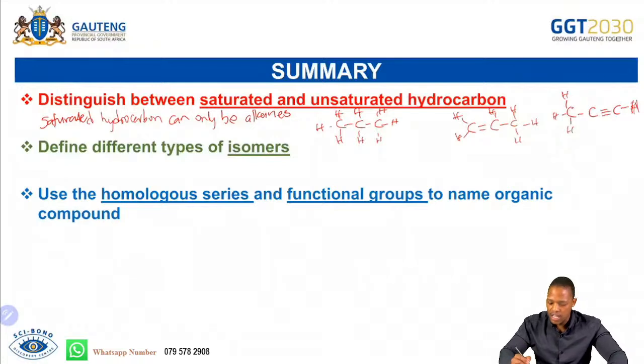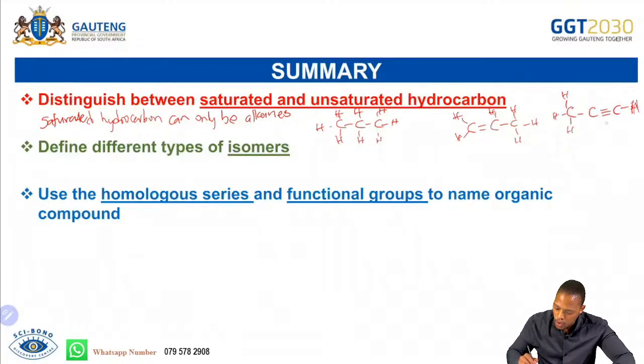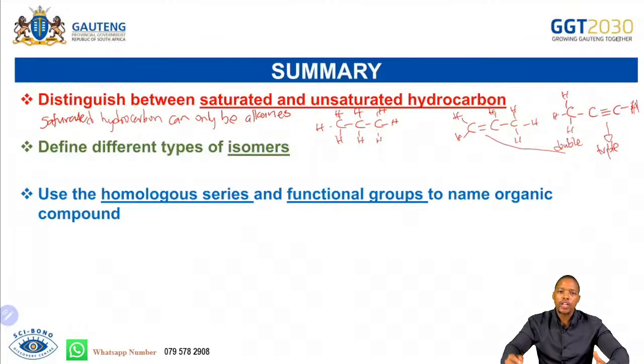Why do I say it's an unsaturated hydrocarbon? This one contains a double bond. This one contains a triple bond between the carbon atoms. Immediately I see that, I say this is unsaturated. All right. So you must be able to distinguish between the two.